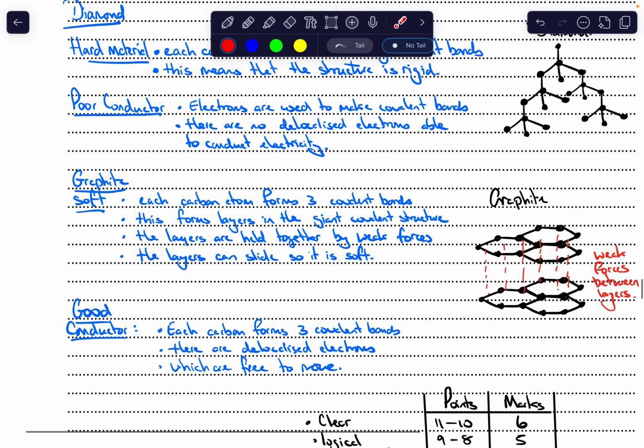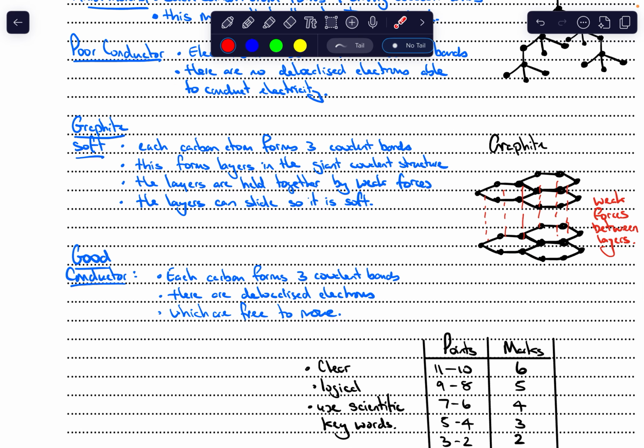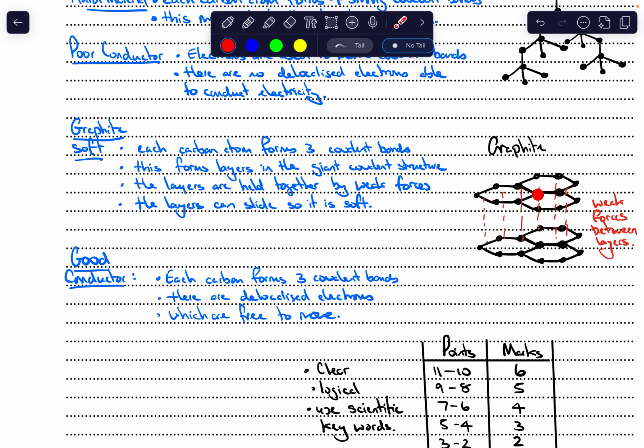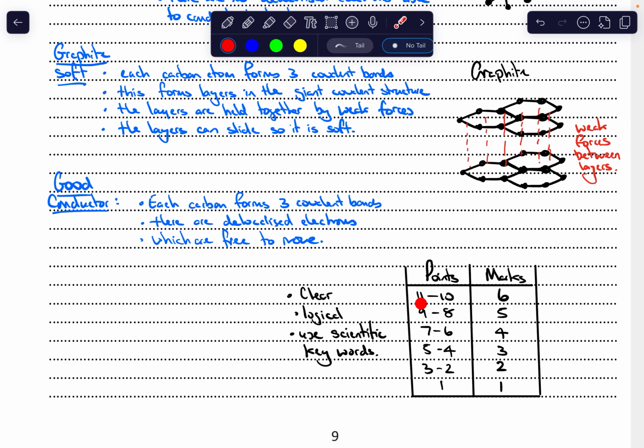In terms of why graphite is a good conductor, each carbon atom in this structure forms 3 covalent bonds. We know that carbon wants to make 4, so it's got delocalized electrons, and they are free to move and therefore conduct electricity. In terms of bullet points, there are 11 points I've got listed here. So a simple way to work out how many marks you got is look at how many points you've got and then allocate the number of marks. For example, if you've got 10 to 11 of the points listed, you give yourself 6 marks.